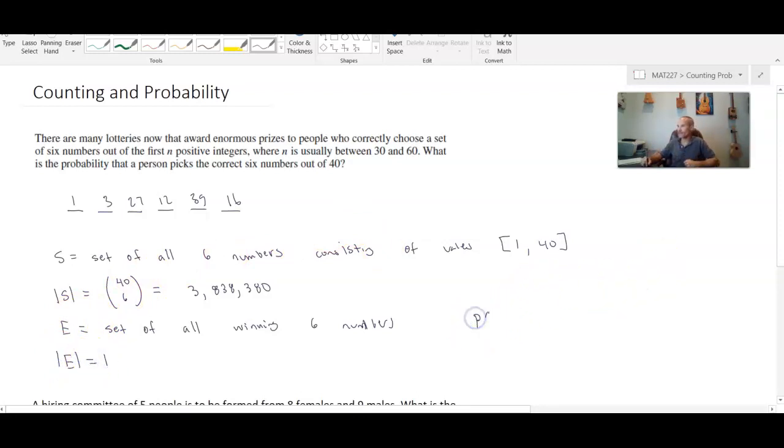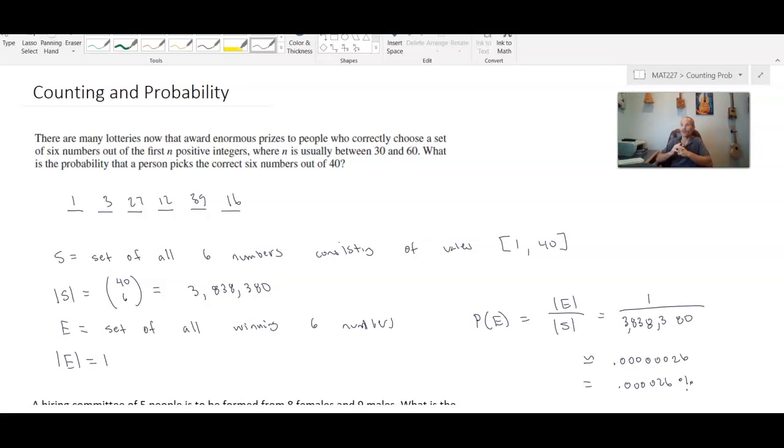And the probability of getting that event is going to be the number of ways in which that event can occur divided by the size of that sample space. So there's only one winning ticket out of 3,838,380, which comes out to about 0.000000026, which is 0.0000026%. So the very small likelihood that you win, and that's probably one of the reasons why most people don't win, is because there's such a small probability of picking the winning number.